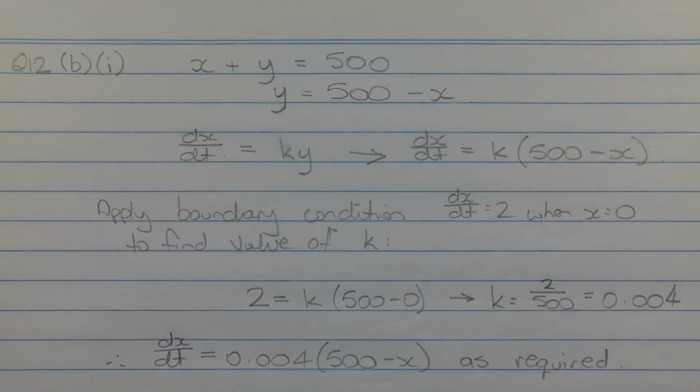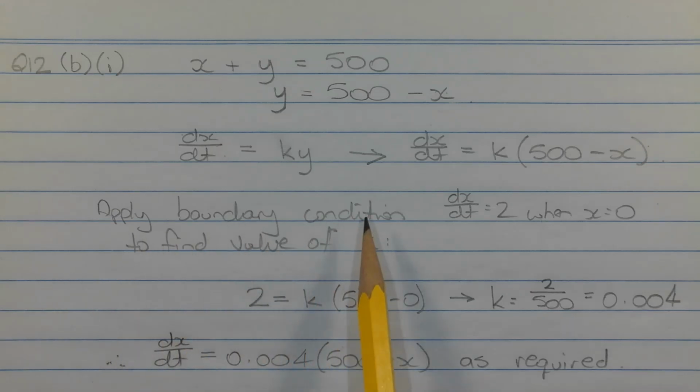Now we're also told that the rate of change of the mass of compound X with respect to time is proportional to the mass of compound Y. And we can set up a differential equation to reflect this. We get dx/dt, the rate of change of x with respect to time, is equal to k times y, where k is the constant of proportionality. Now y is equal to 500 minus x, so dx/dt can be expressed in terms of x. We get dx/dt is equal to k times (500 minus x).